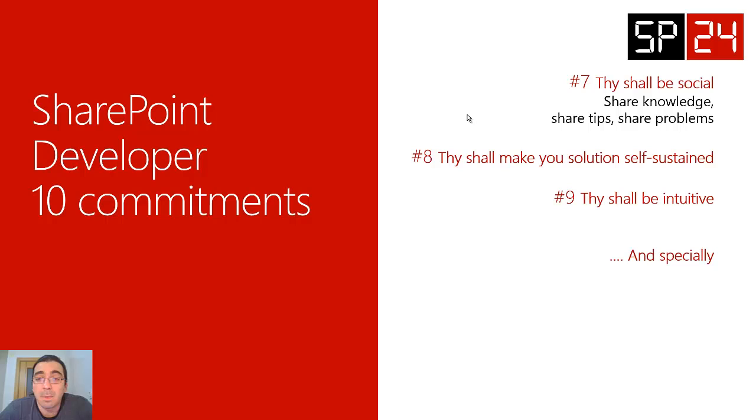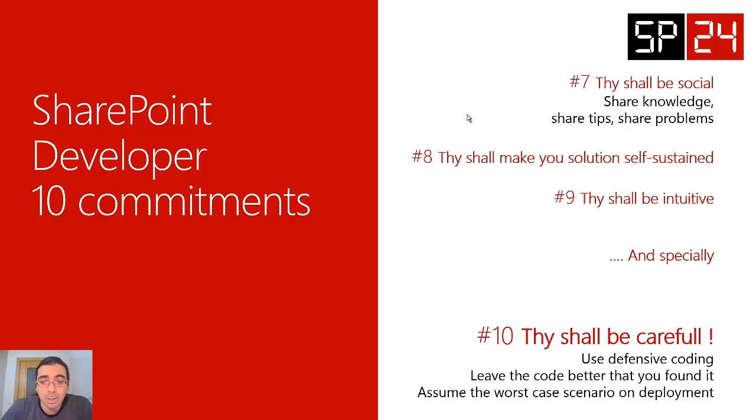Okay, basically that's it. They shall make your solution self-sustaining. This is a concept I tend to use in my teams. The idea here is whenever you develop a new feature, why not do it in a way that you can create a product with it. Then the ninth is they shall be intuitive, and especially they shall be careful. Use defensive coding. Leave the code better than you found it. Assume the worst case scenario on deployment.